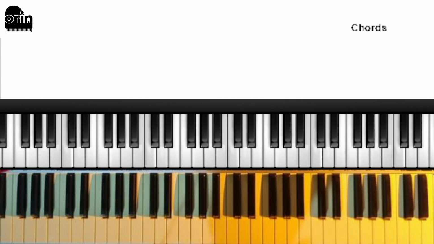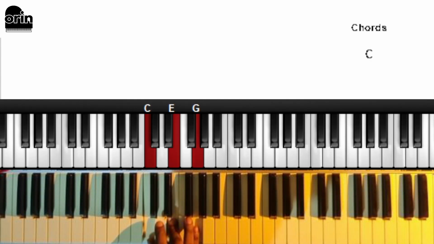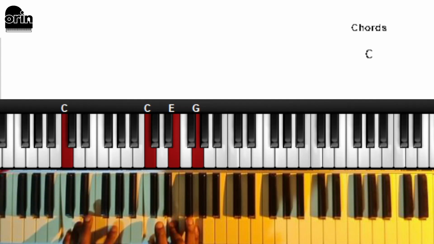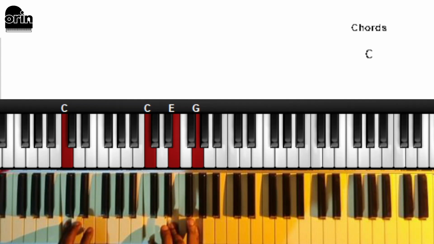Okay, what is a chord? A chord consists of three or more notes played together simultaneously. So if I have three notes like this, for example, C, E, and G right here, that's a chord, and it's a very popular chord known as C major. So that is a chord.